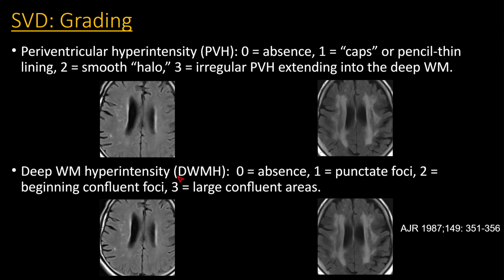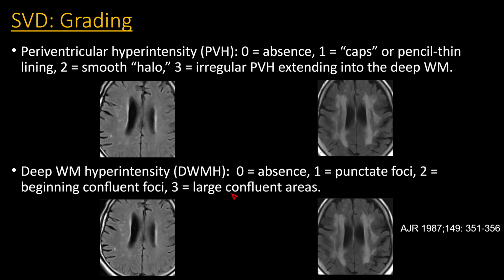And then for deep white matter hyperintensity, in this particular grading scheme, 0 is absence, 1 is punctate foci. So for instance, things like this and that would be punctate foci. 2 would be beginning confluent foci. I don't know if I would call this beginning. Maybe these here would be beginning confluent foci right here. So this would be an overall 2 grade for this particular MRI for deep white matter hyperintensity.